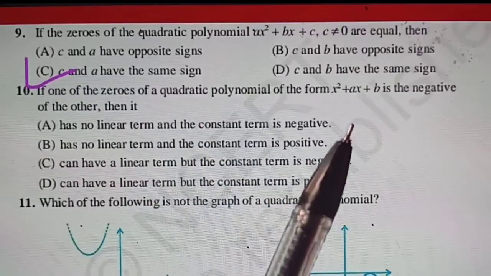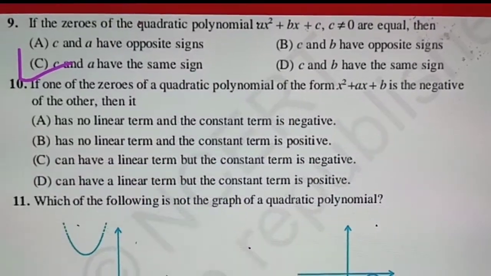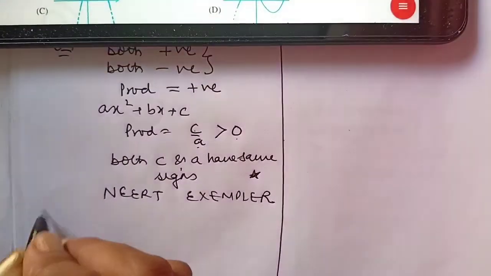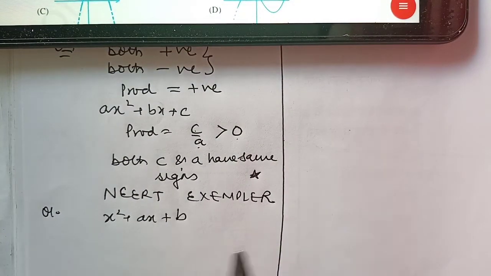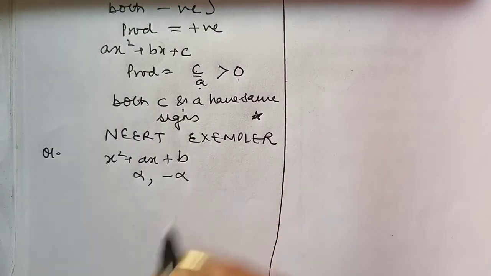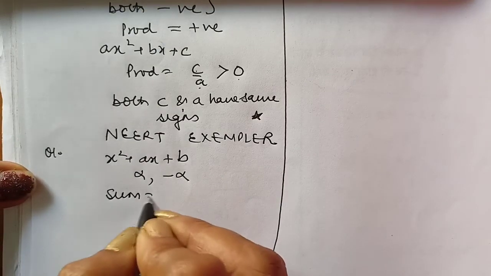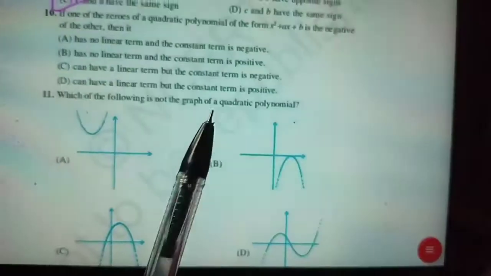If one of the zeros of this polynomial is the negative of the other, then what can you say? The polynomial is given to be x square plus ax plus b. One of the zeros is the negative of the other, means if one zero is alpha, the other zero is minus alpha. So in this case, can you tell me what will be the sum? The sum will be 0.